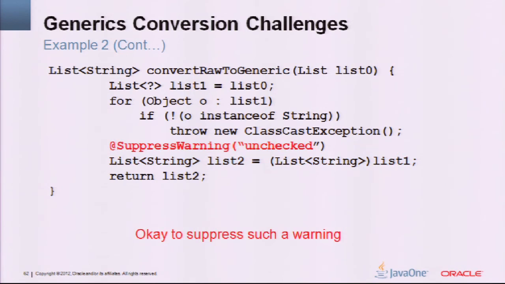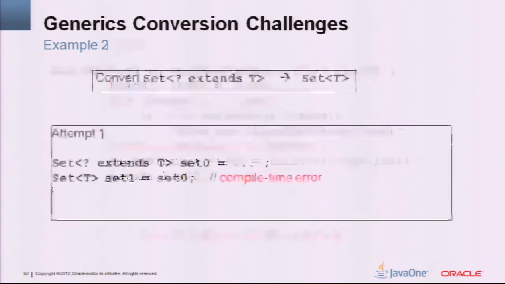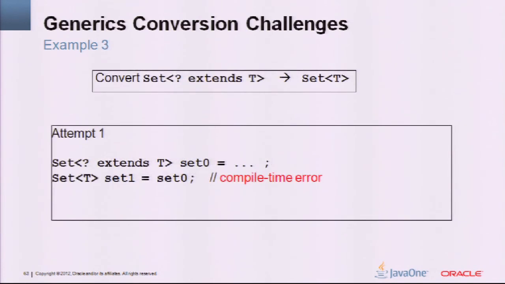Okay, moving on, next example. This is another thing we came across, where you have to convert a Set of ? extends T to a Set of T. Now, in the first attempt, you'll be tempted to just assign it to a Set of T. Will this work? No. Why? Well, generics are invariant, so Set of T is not a supertype of Set of ? extends T. So this line here is going to give you a compile time error.